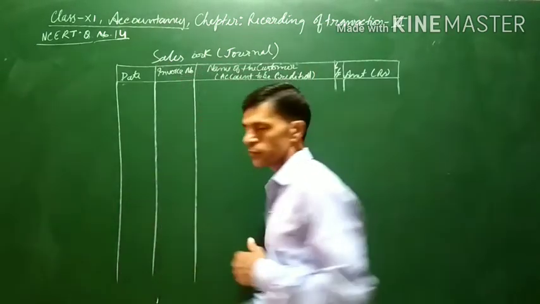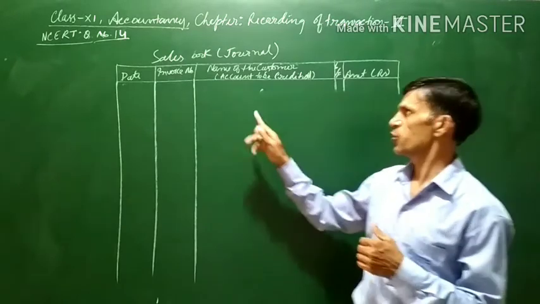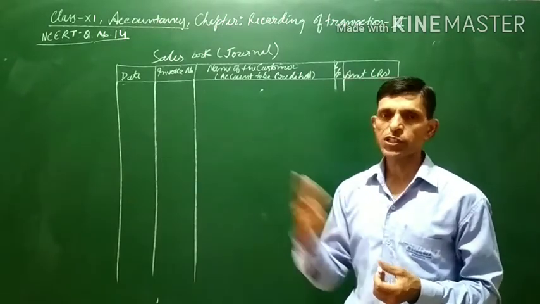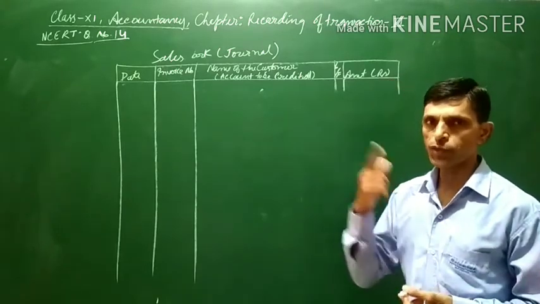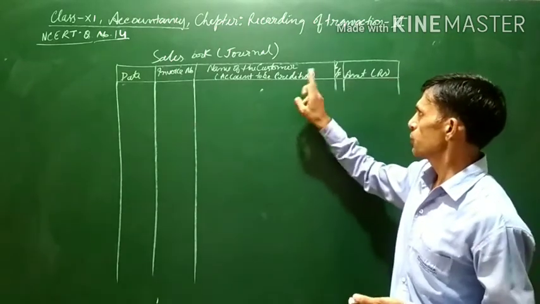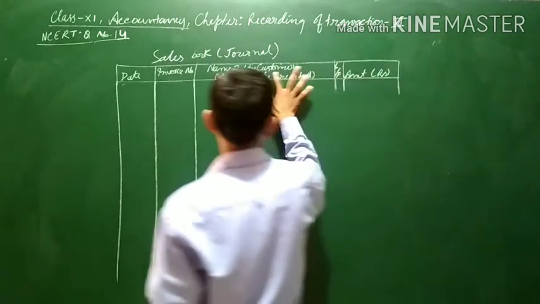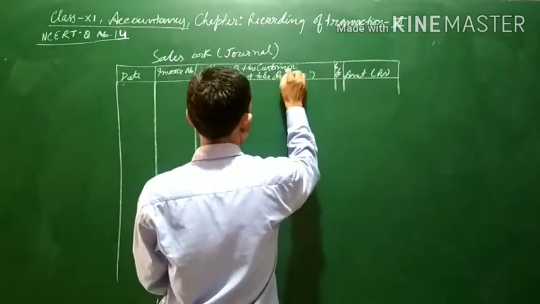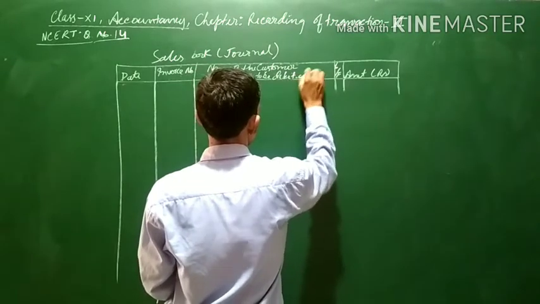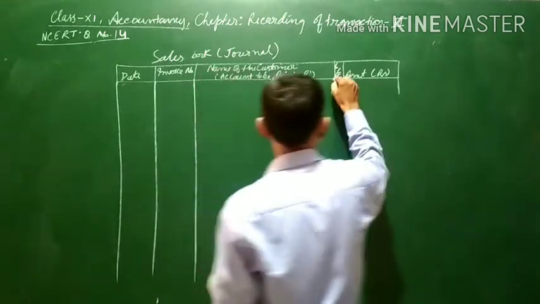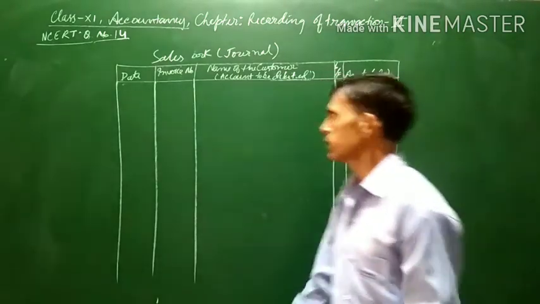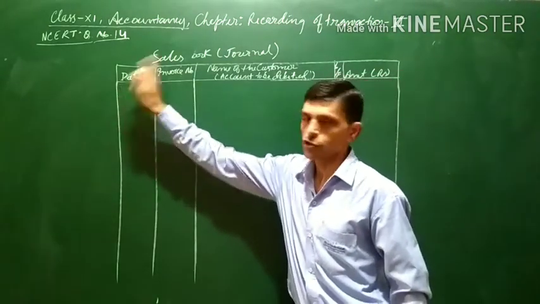Similarly, when you sell goods, you will be debiting some person, the person to whom the goods will be supplied. So instead of account to be credited, it will be written as account to be debited. This is the only difference. Rest of the columns will remain the same, and the column headings will also remain the same.